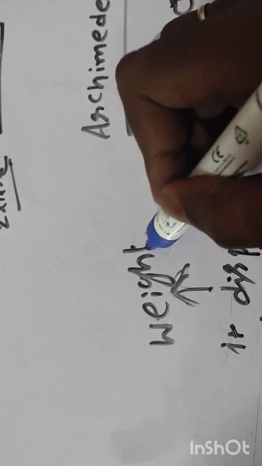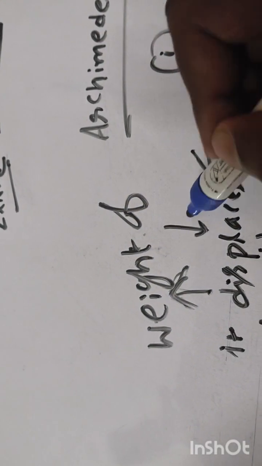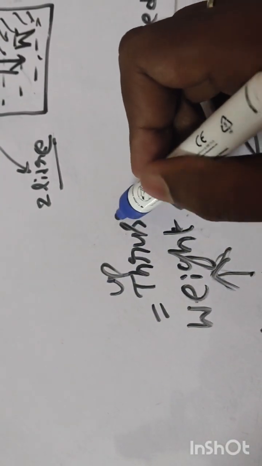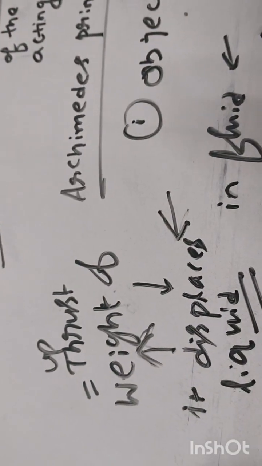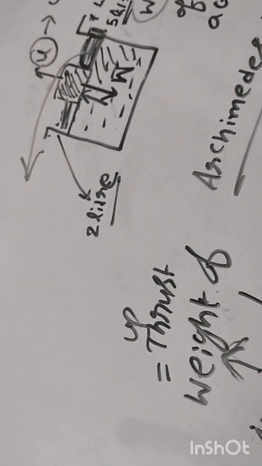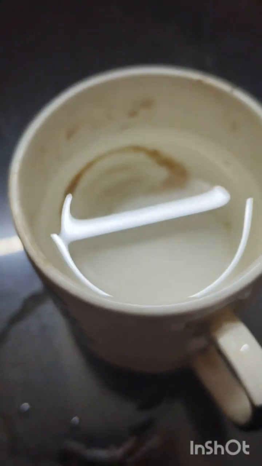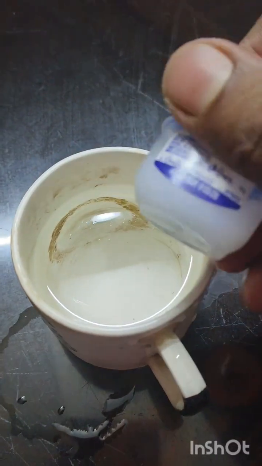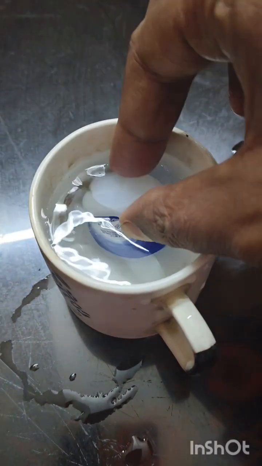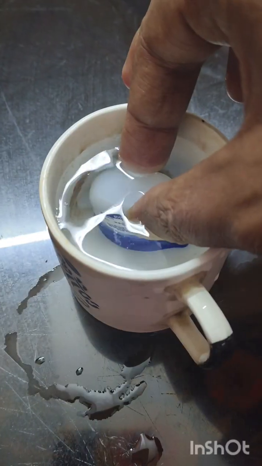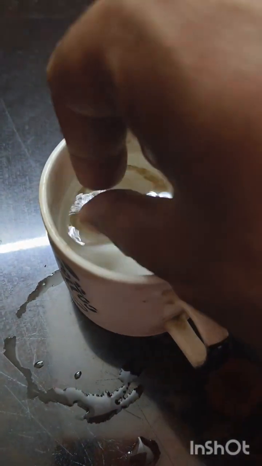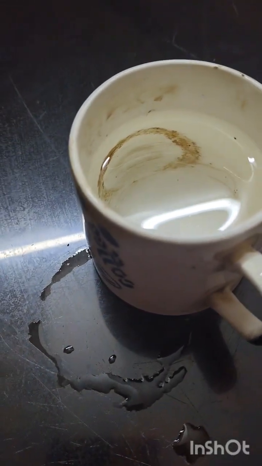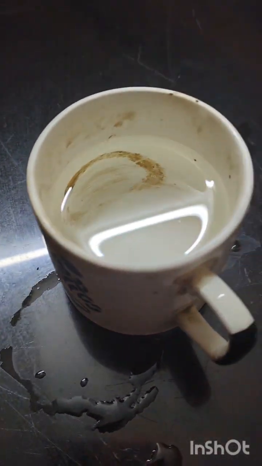This weight of the displaced liquid should be equal to upthrust. Means what? See the water level. The water level is now up to this portion. Whenever I put any object into it, it displaces some liquid. Now how much liquid is displaced? Suppose this much amount; however much the level is increased, that much liquid is displaced. The weight of the displaced liquid will be equal to the upthrust.